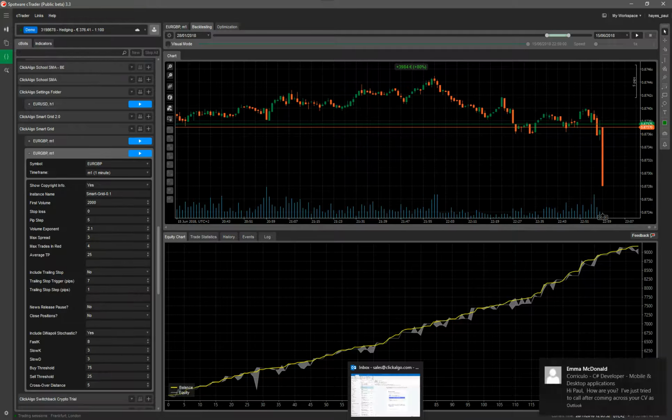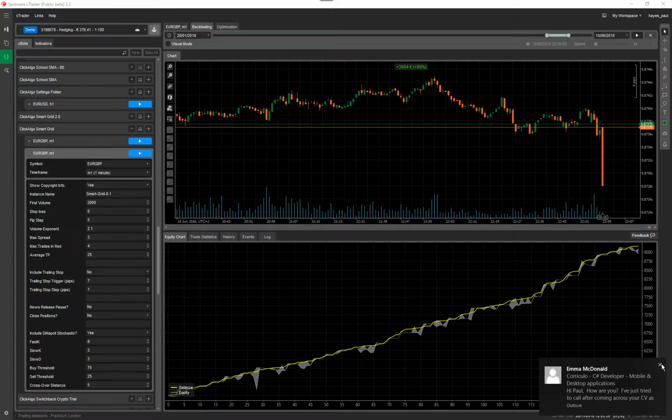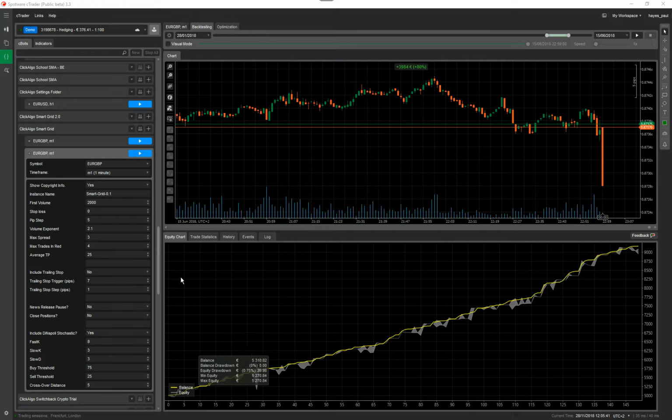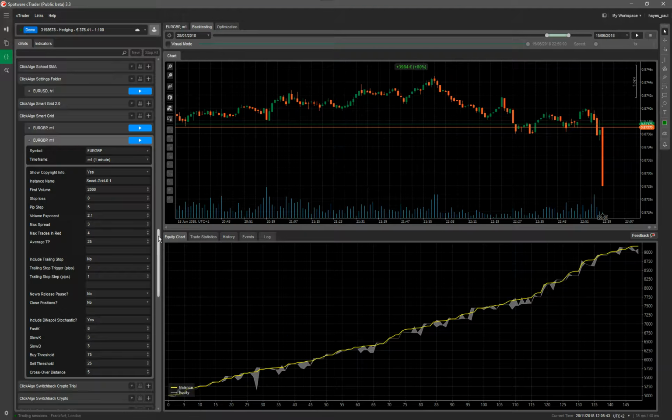So what I'm going to do now is just close this down because I don't want Outlook coming up. Okay, I'll close that down. So what I'm going to do now is quickly go through the parameters, then I'm going to explain in a bit more detail about the returns.